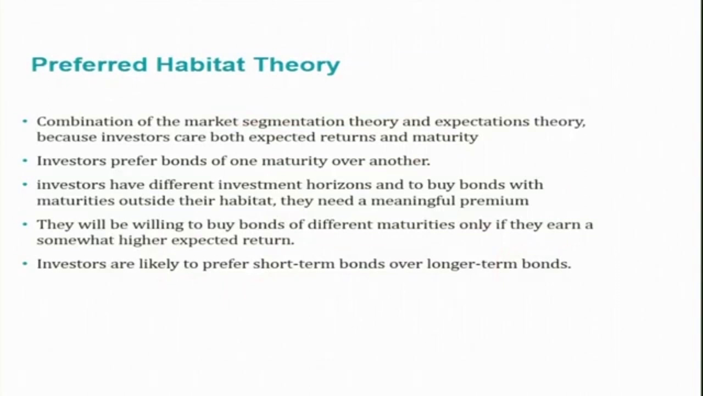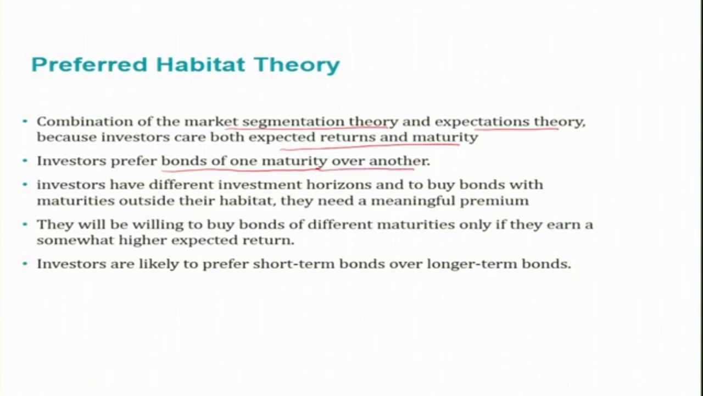There is another version of this theory, another development in the term structure of interest rates, called the preferred habitat theory. This often goes with the liquidity premium theory. It is a combination of market segmentation theory and expectation theory, because investors care about both expected returns and maturity. According to this theory, investors prefer bonds of one maturity over another.